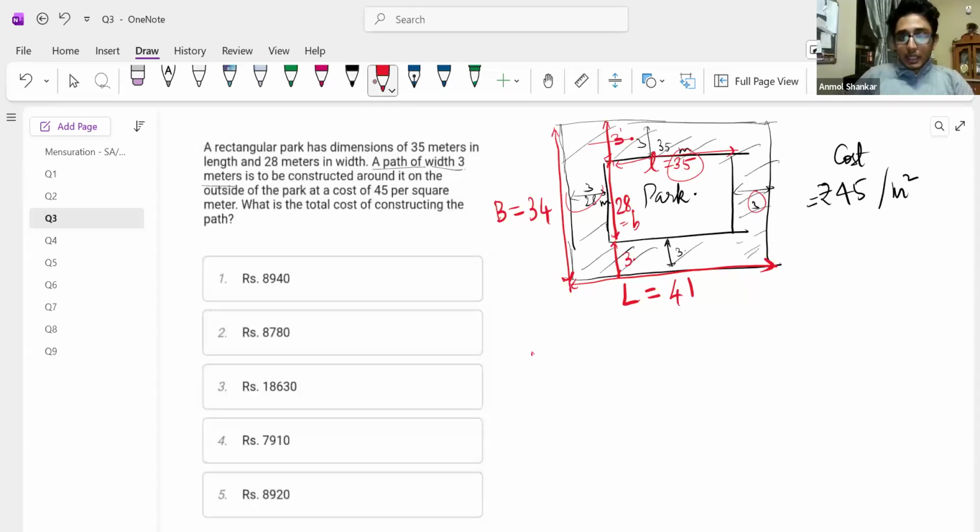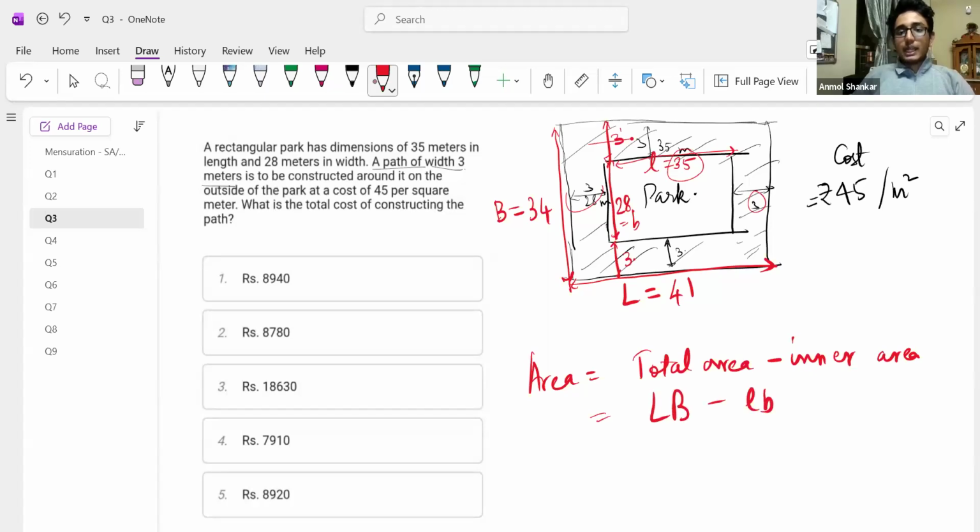So now the area we want is the total area minus the inner area, right? This inner area we have to subtract from the total area. So it is LB minus lb. Yes, capital L for the big rectangle, capital L capital B. That's all, it is about to finish.